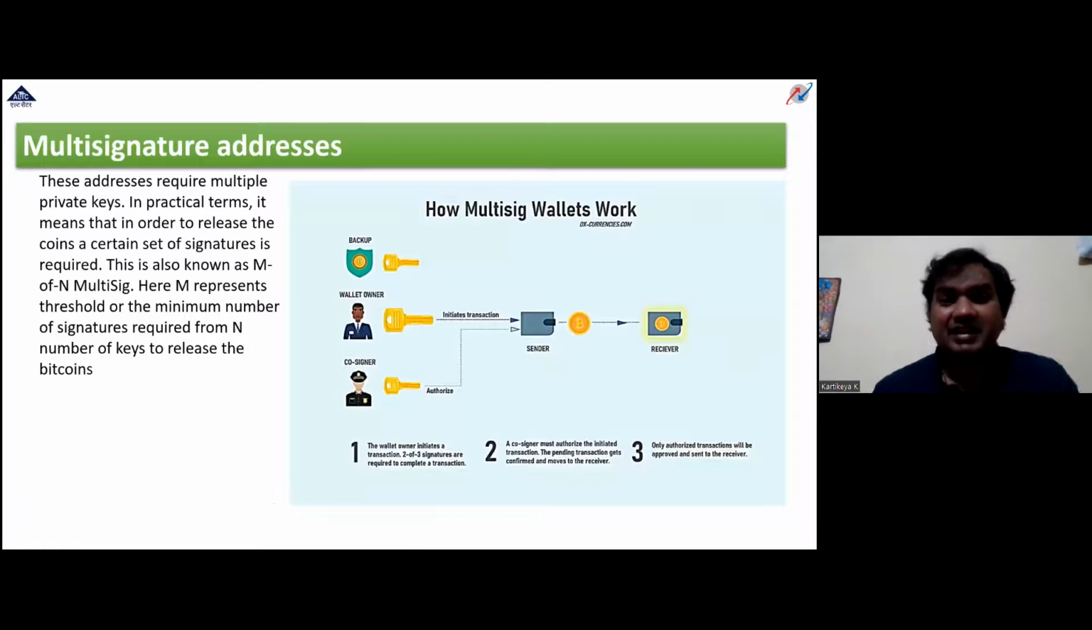Now in multi-signature addresses, we need to provide more than one key. The addresses require multiple private keys. In practical terms, it means that in order to release the coins, a certain set of signatures is required. That means not only one private key, we need to provide more private keys. This is also known as M of N multisig. That means of a total of N private keys, at least we need to provide M private keys. M is the threshold, the minimum number of signatures required from N keys to release the Bitcoins. See here.